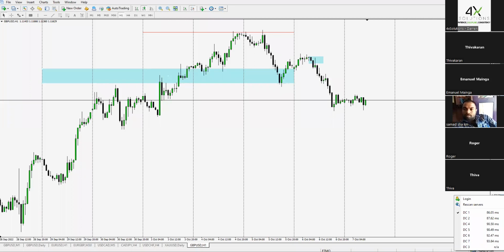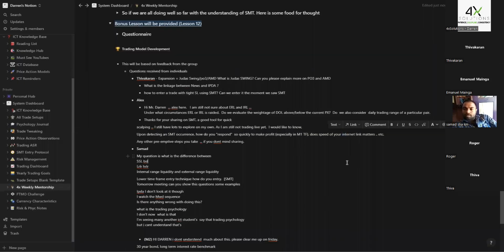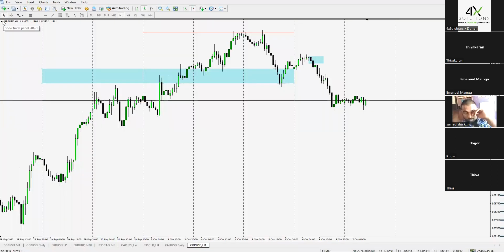So his question here, it's a very technical answer, but this is the best way I can describe it: does the speed of your internet link matter? No, your speed does not matter so much as your latency does. Because from the moment you click sell or buy, that's how long it takes for your broker to enter you into the market.